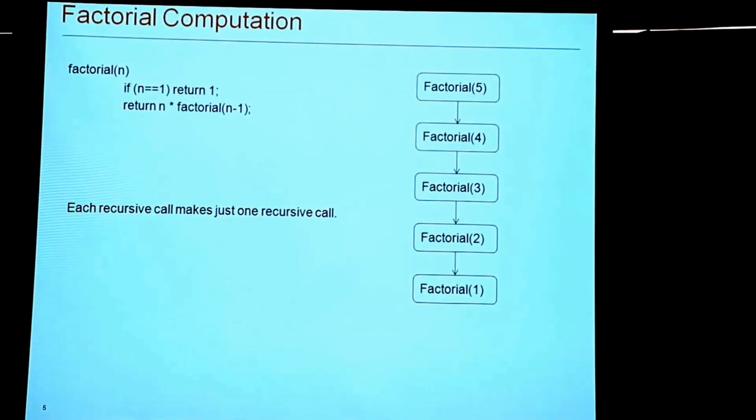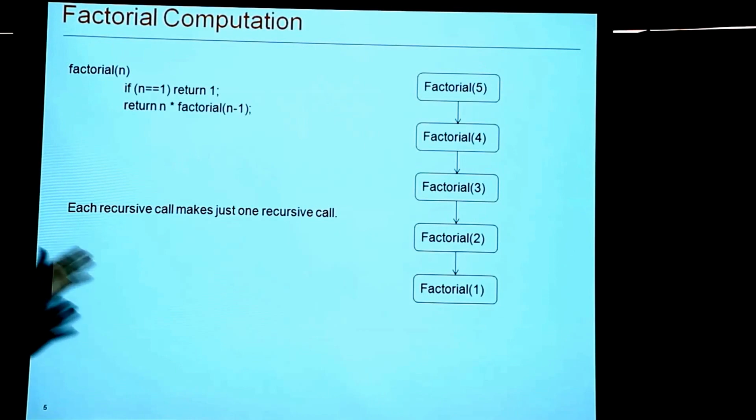For factorial n, I think all of you know that factorial n is the product of the first n natural numbers. So that's a very simple C or pseudocode for computing factorial n. If n is equal to 1, you return n, and for any other n, you compute n times factorial n minus 1. For example, if you want to compute factorial 5, we will call 5 times factorial 4, which will be 5 times 4 times factorial 3, and so on.